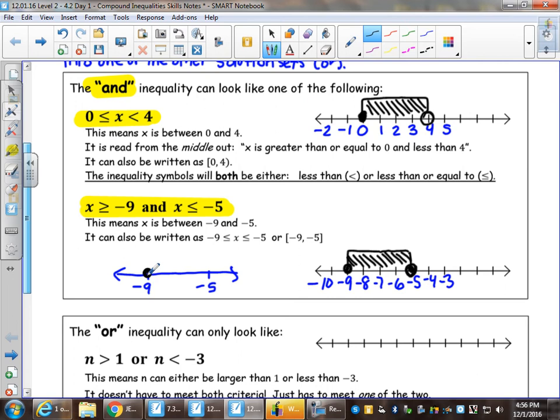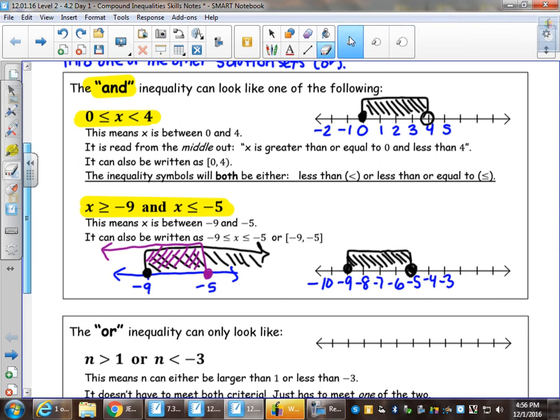Some of you may have actually drawn it like this. x is greater than or equal to -9, like this. And then maybe in another color, x is less than or equal, and then maybe you shaded the other way. And then when it was an and, you just keep what they have in common. So maybe you darkened this to be more obvious and erased this other piece.